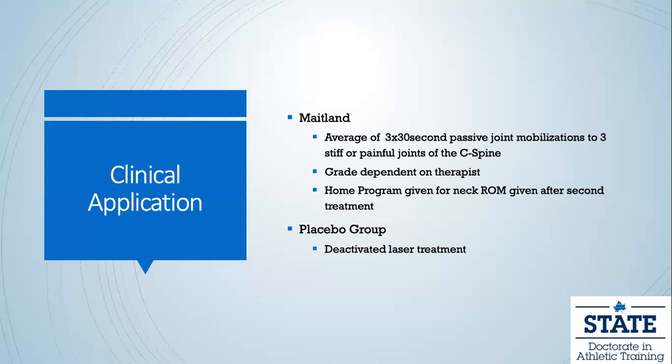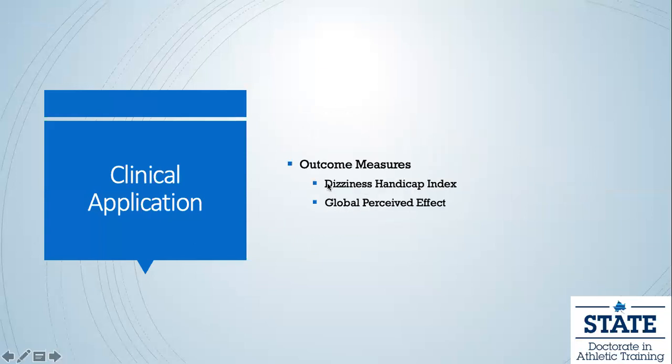And lastly, there's a placebo group, and basically they were given a laser treatment with a deactivated laser, as the laser device's manufacturer discontinued the making of them, and they just deactivated them. So the laser was not functioning. Outcome measures used were the Dizziness Handicap Index, the DHI, and the Global Perceived Effect, the GPE.